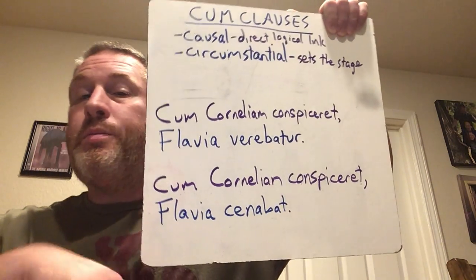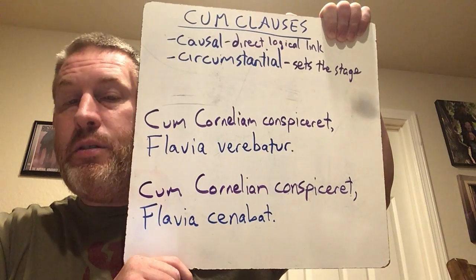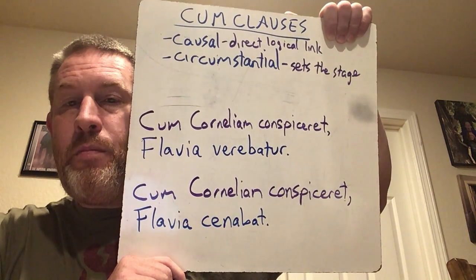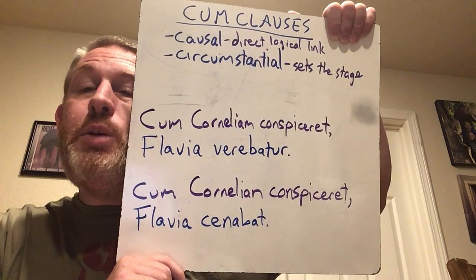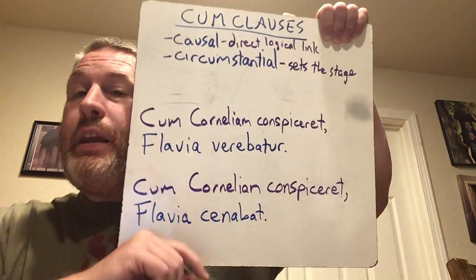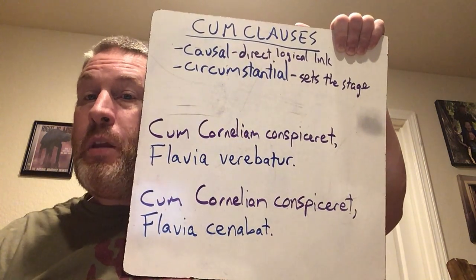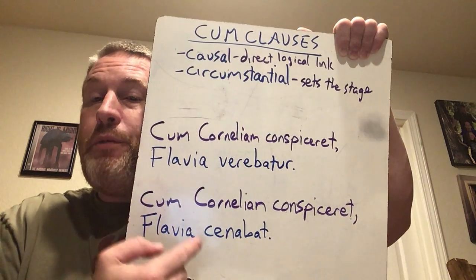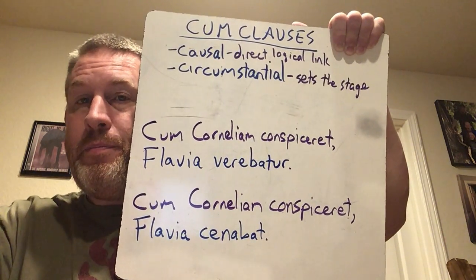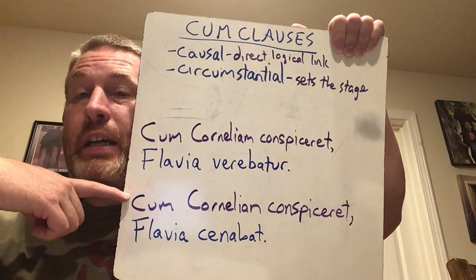Cum circumstantial: cum Cornelium conspiceret, Flavia canebat. It's hard to read it backwards for me. When she was spotting Cornelia, Flavia was dining. Now, did this cause Flavia to dine? No. This is what was happening when Flavia was dining. This sets the stage for Flavia dining. This is cum circumstantial. This is just circumstantial, what's happening.